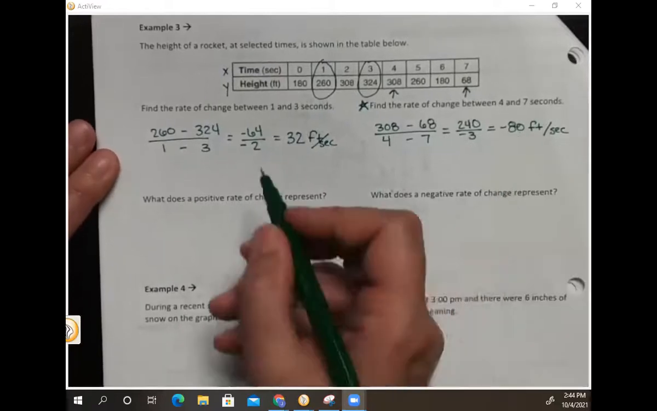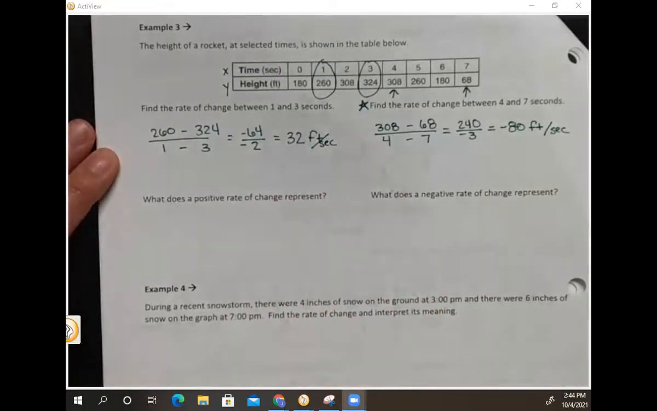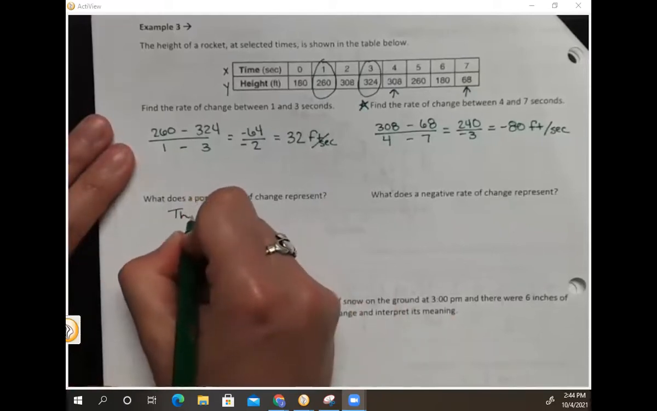Okay, so the first rate of change that we got was a positive number. What does that mean in the context of our problem? What does that mean for our rocket? Yeah, our rocket is going up. The rocket is rising.